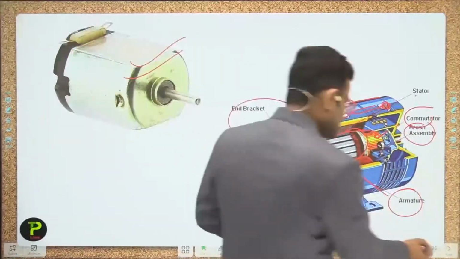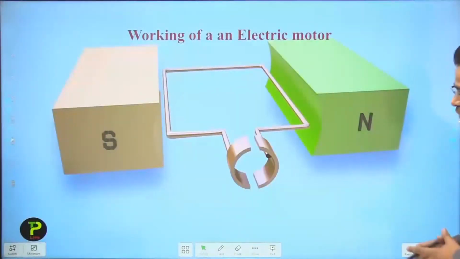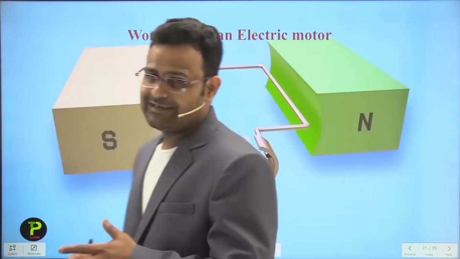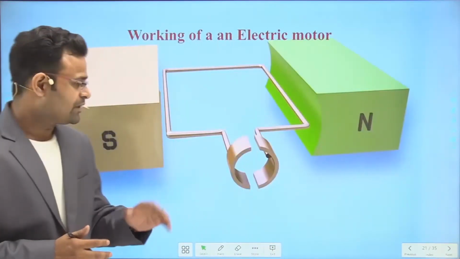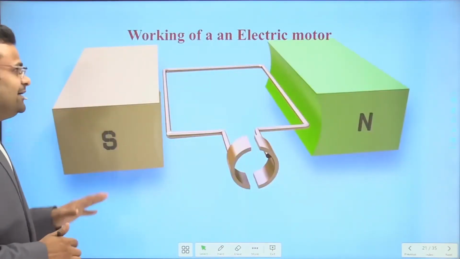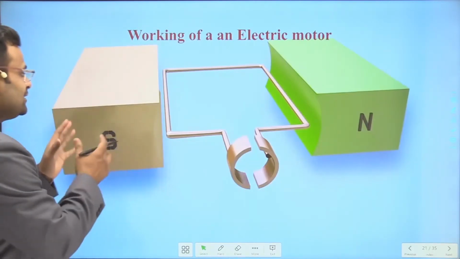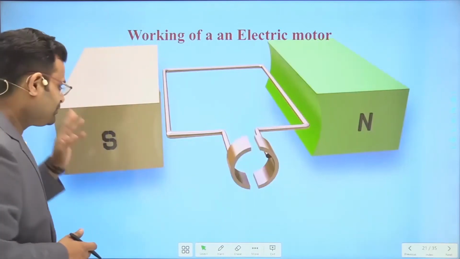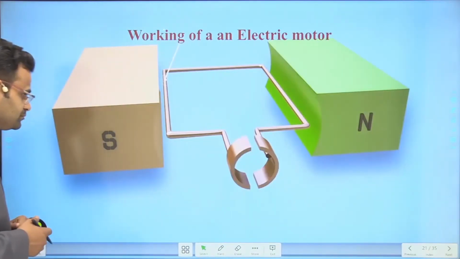Now we discuss how an electric motor works. Now the working of that motor is almost the same as a DC generator, but that is a motor, guys. Okay, let's see that carefully, guys. The working of an electrical motor: these are the two poles, north pole and south pole. Okay, now we start that video.